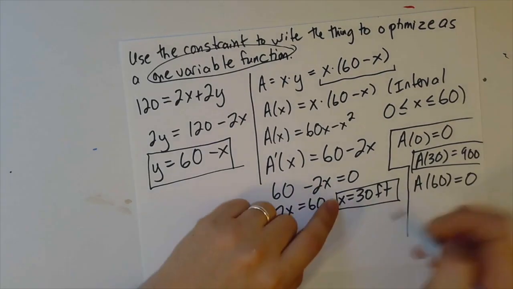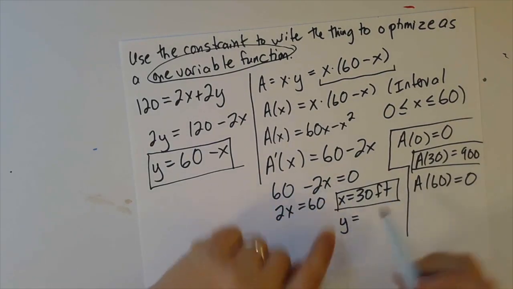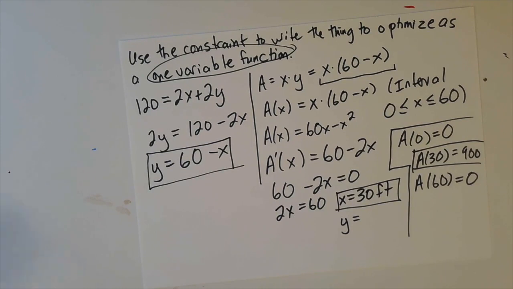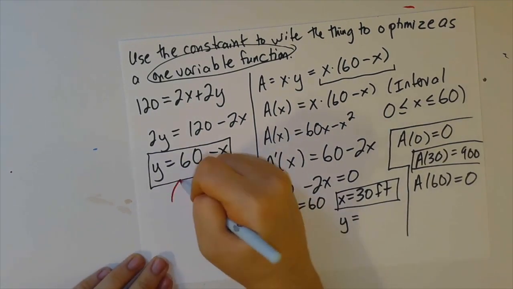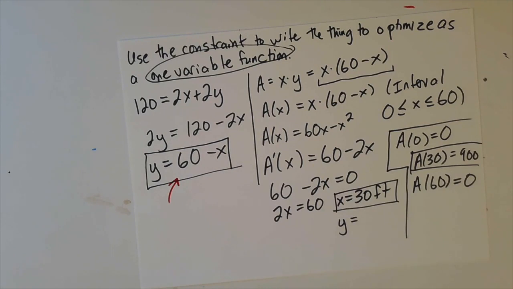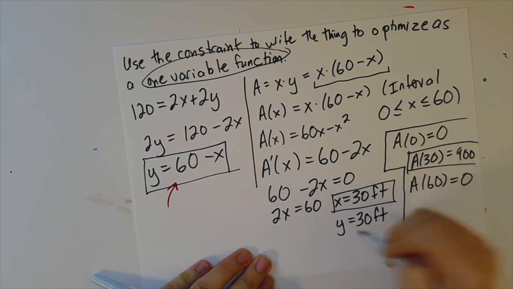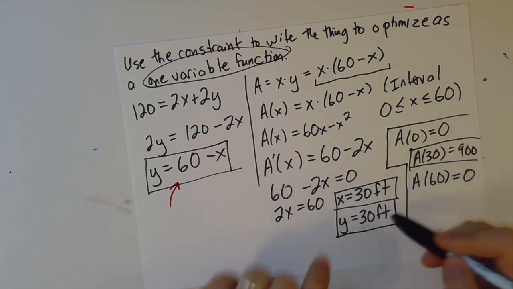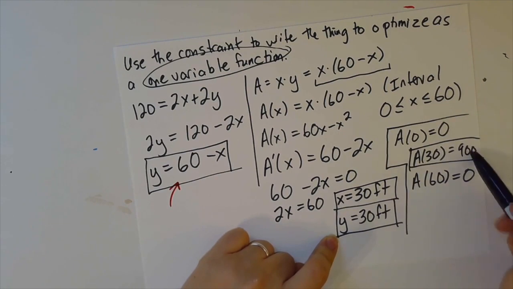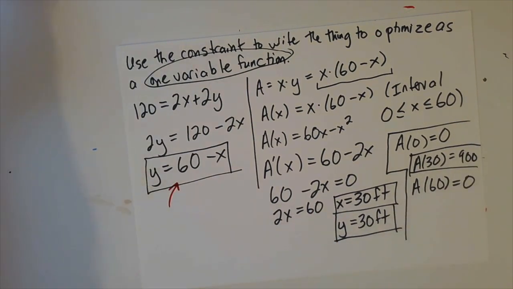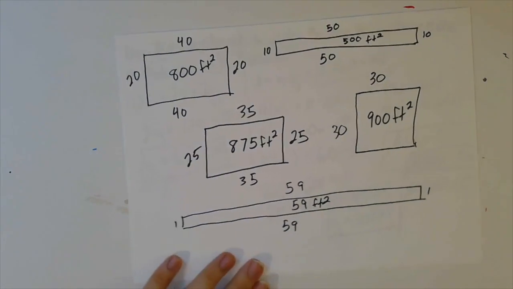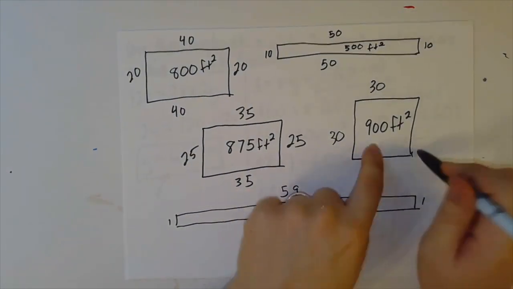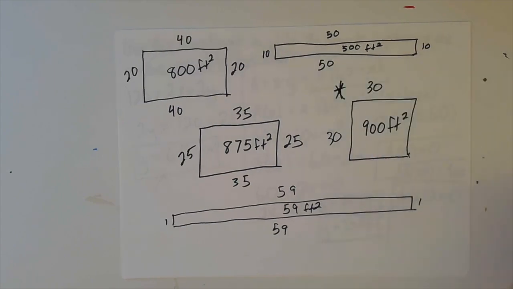So when x is 30 feet, I need to ask my question, hey, what's y when x is 30? And to do that, I go back over to here. Namely, I remember that y is 60 minus x. So 60 minus 30, that's also 30. And so we find that our best fence happens when we have a 30-foot by 30-foot rectangle whose area is 900 feet squared. Namely, if we look back at our sheet of paper where we looked at all the examples, this actually was the best fence.